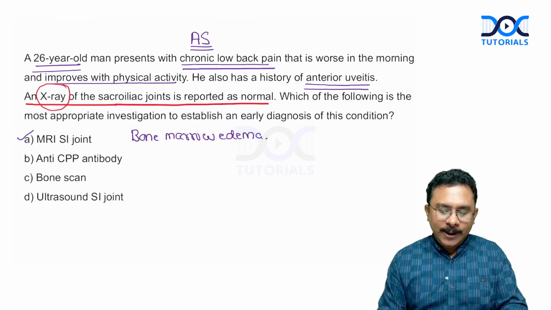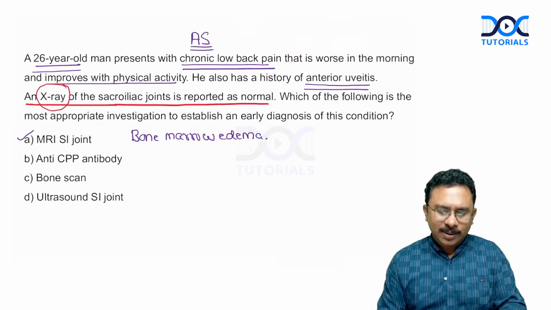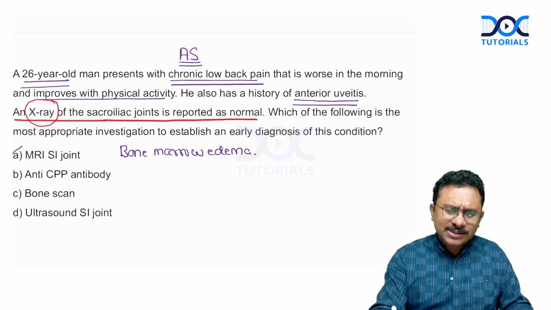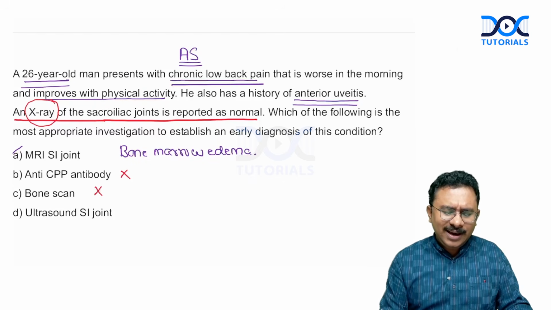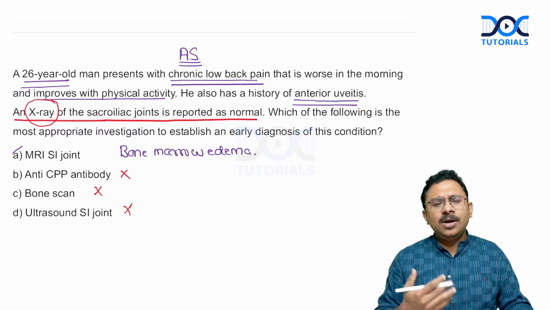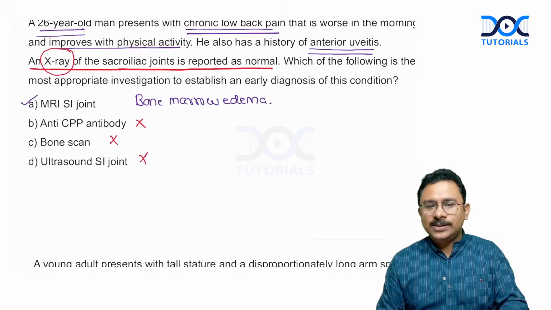Okay, thank you. Next question, let's go for that. But again, do you want to go to the other options? Anti-CCP antibody, not considering rheumatoid. Bone scan, again, not of much utility in ankylosing spondylitis. Ultrasound, always MRI is better than ultrasound. That's what I want to tell you.